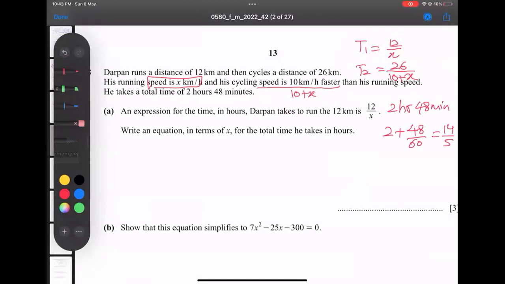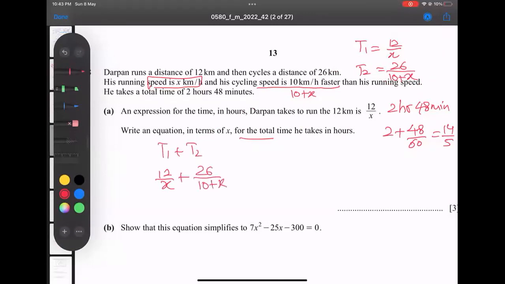So first of all, it is asking for time. The total time is in hours. Write an equation in terms of x for the total time. So it means I just add them. I repeat again, just add them. So just add them means I'm writing it now here, and let's see what I get. So it means T1 plus T2: 12 by x plus 26 by 10 plus x.